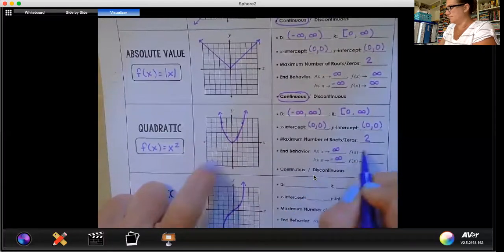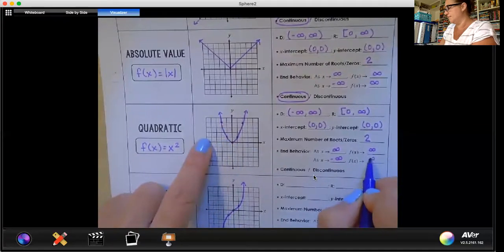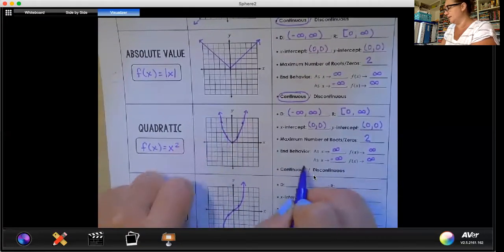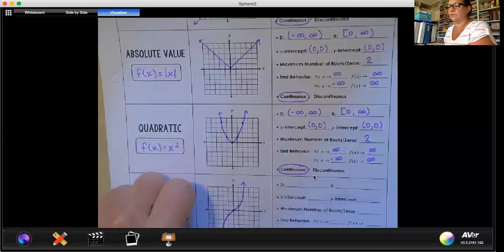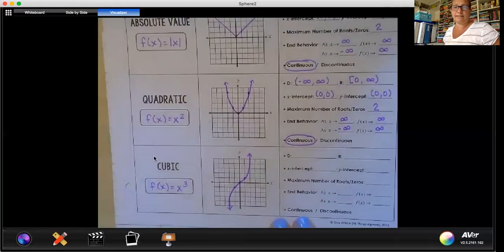As x approaches infinity, f of x approaches infinity. As x approaches negative infinity, f of x approaches infinity, and it is a continuous function. Again, guys, learn how to analyze these graphs, and then this part is simple.